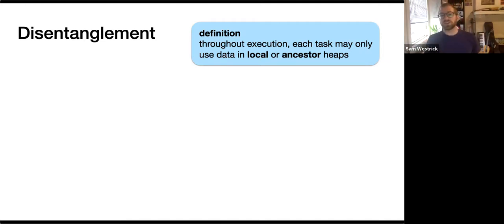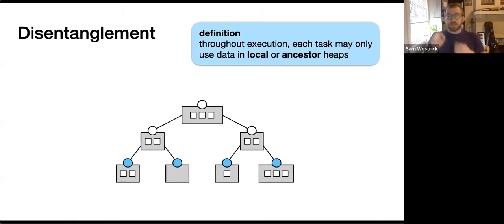So throughout execution, the property that we want is that each task only uses a subset of all of the data that's been allocated. Specifically, each task is only allowed to use data in local or ancestor heaps. In my little picture here, I've created these little white squares. You can imagine those are objects that we've allocated. Each one has been allocated by the corresponding task.